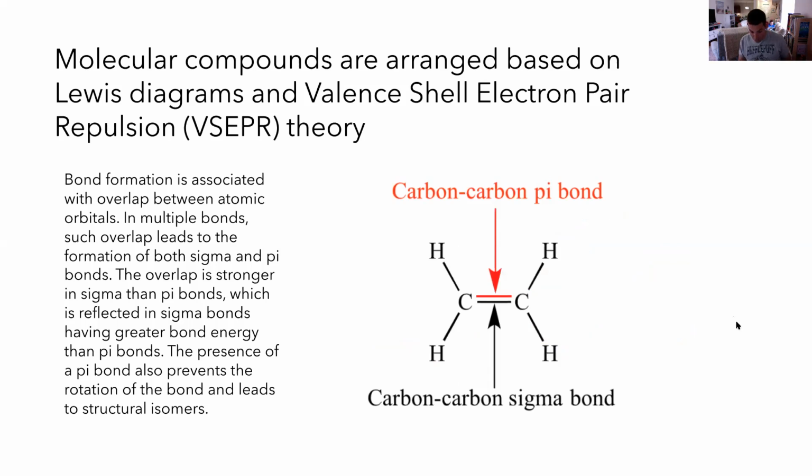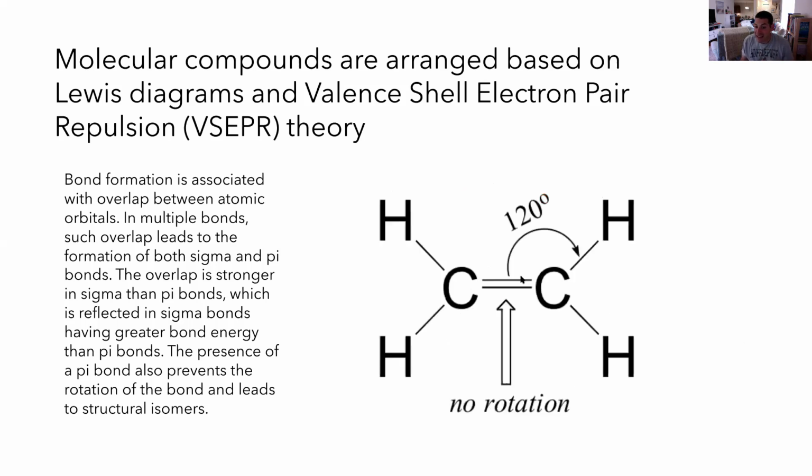If it's a triple bond, one of them is sigma, the other 2 are pi. So it's either going to be a sigma bond, a sigma pi for the double bond, or a sigma pi pi for the triple bond. All right? And they can't rotate.